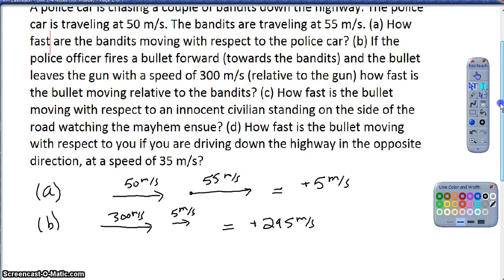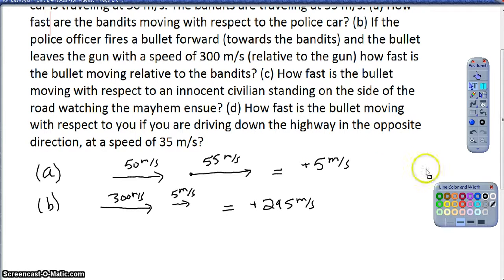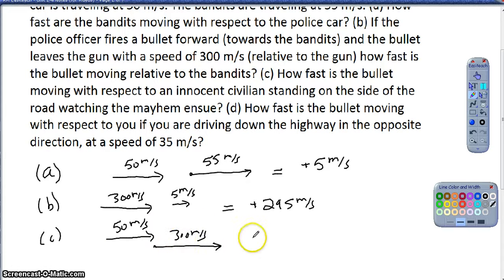Part C, how fast is the bullet moving with respect to an innocent civilian who's just standing on the sidelines and watching this? Well, the police car is moving at 50 meters per second, and then they launch the bullet, which moves an additional 300 meters per second. And so the civilian would just notice the sum of those two, because he'd be witnessing the car and then the bullet's velocity on top of that. So it would appear to be going 350 meters per second in that same direction.